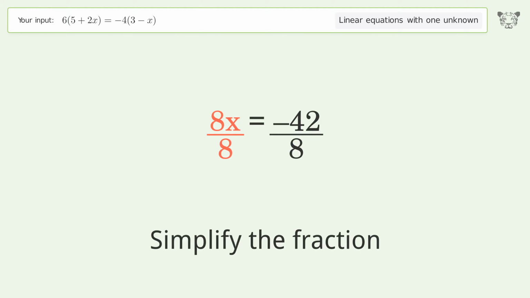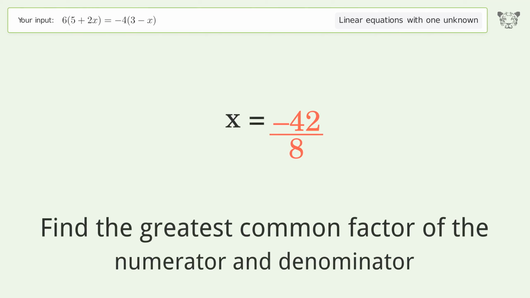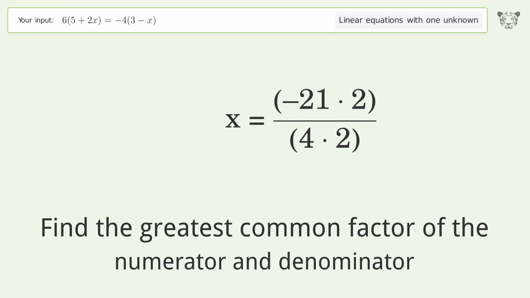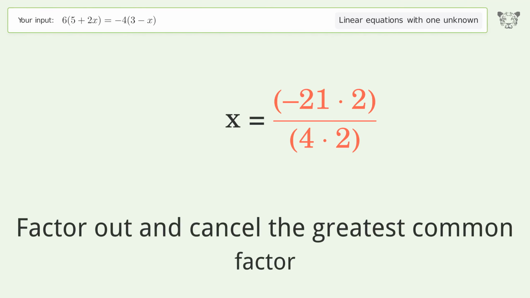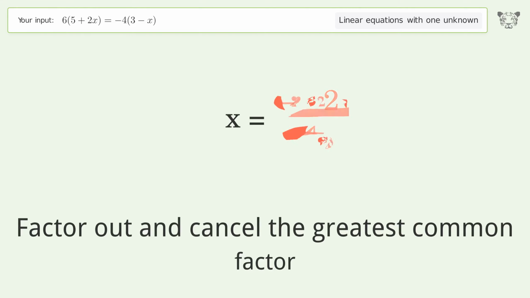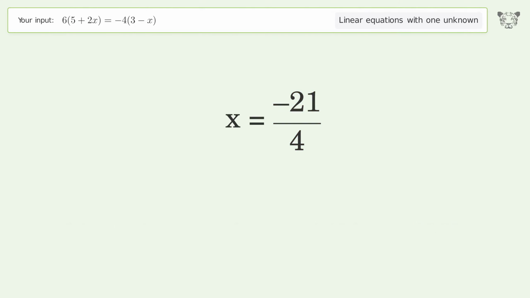Simplify the fraction. Find the greatest common factor of the numerator and denominator. Factor out and cancel the greatest common factor. And so the final result is x equals -21/4.